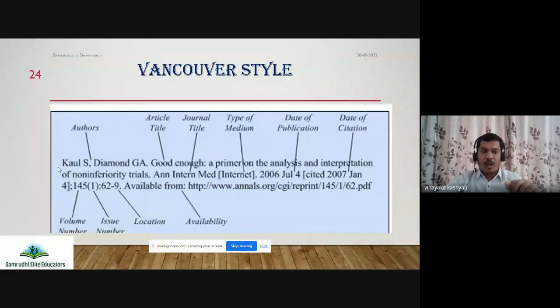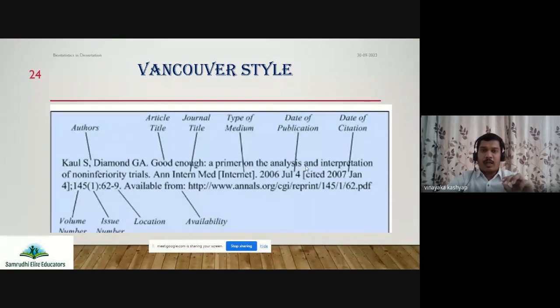This is the style of Vancouver. So if you are taking any particular original article, then this is how you are supposed to quote it using the Vancouver style of referencing. And then at the end, you can write "Available from", and whichever URL link is available, you can just copy and paste it there. Usually the first is the author name, then the article title, then the journal, then the date of publication, then the volume number, issue number, and then the page number, and then the URL link. So this is how you are supposed to write.